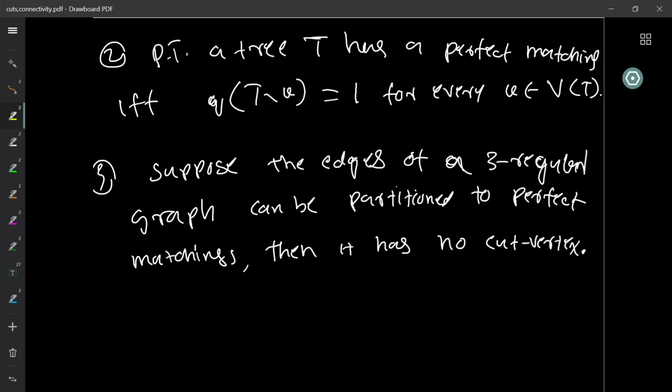So that question asks you to show that if you have a three regular graph whose edges can be partitioned into perfect matchings, then this contains no cut vertex. So a three regular graph whose edges can be partitioned into perfect matchings cannot contain a cut vertex.